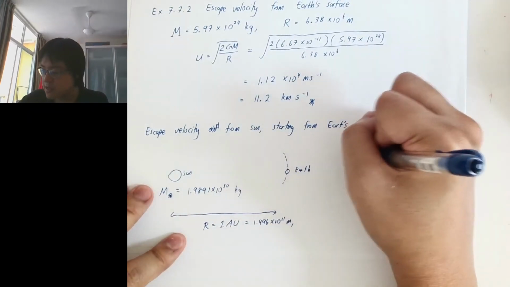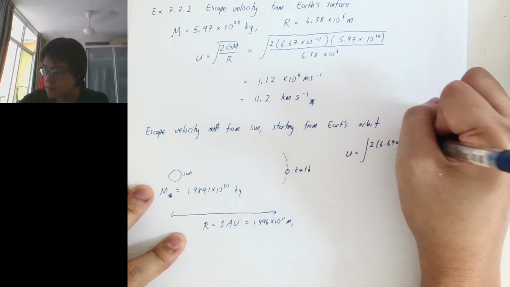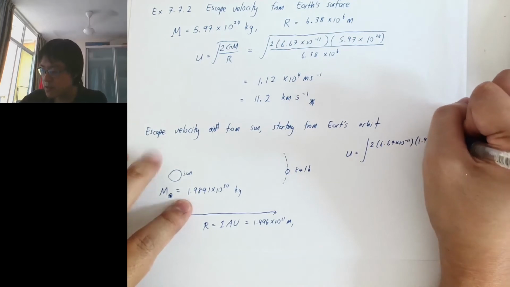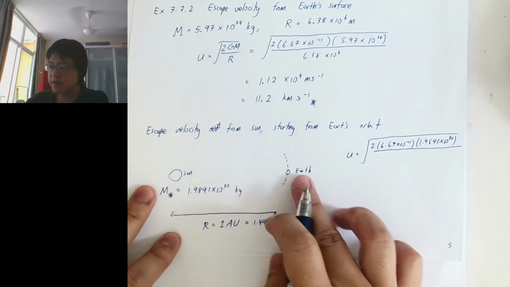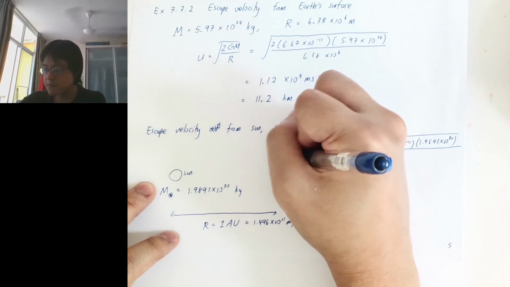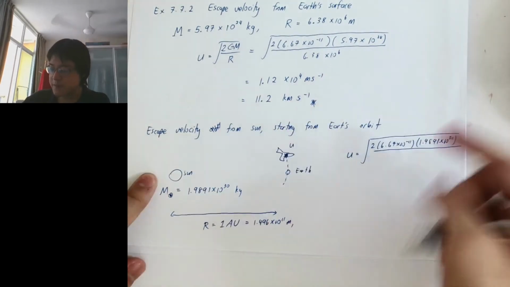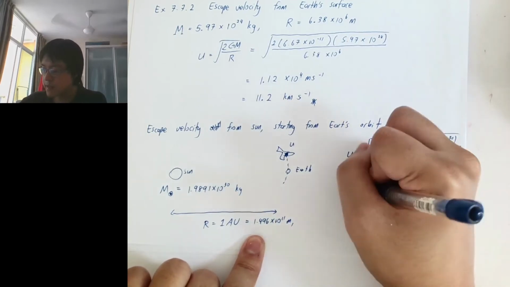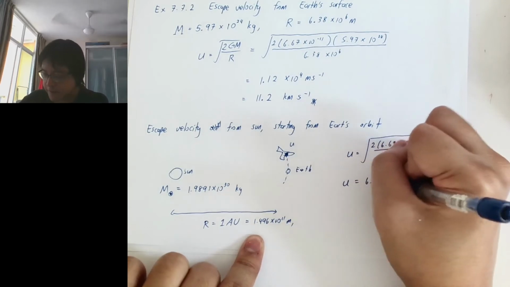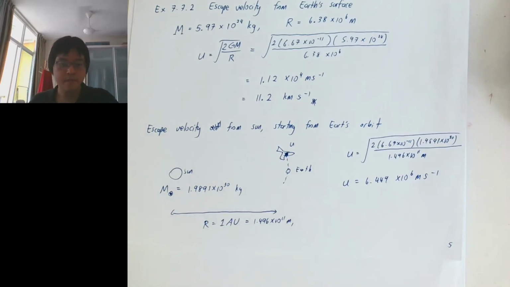So the escape velocity is the square root of 2GM, and then the mass of the sun is 1.9891 times 10 to the power 30 kg, dividing by this distance. So if I'm a spaceship starting from this distance, I need to escape from the solar system. I need to escape from this distance, and the velocity that you need is 6.449 times 10 to the power 6 meters per second. Okay.